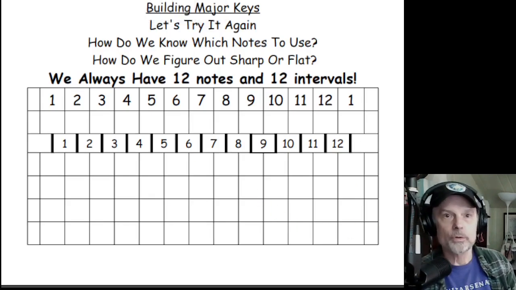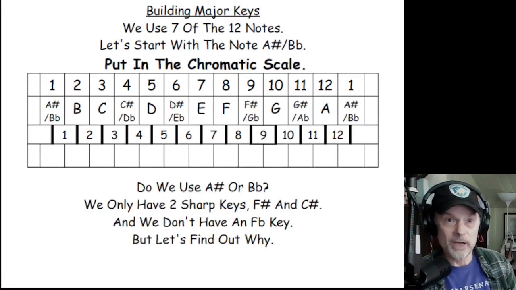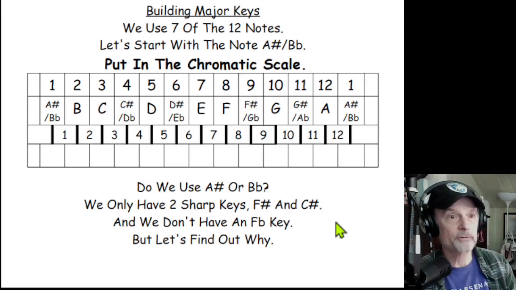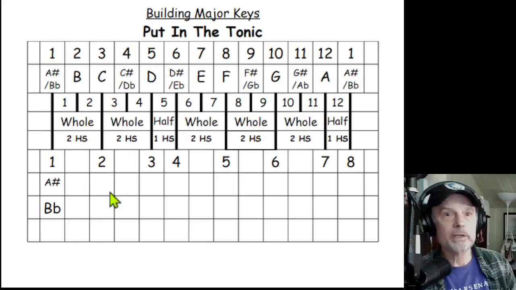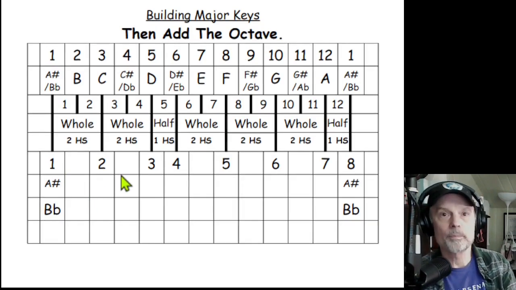We always start with 12 notes and 12 intervals. But this time, let's start on the second note, A sharp, B flat. But do we use A sharp or B flat? I'll tell you up front that we only have 2 sharp keys, F sharp and C sharp, and no F flat, but we will verify that. Let's write down, for now, both notes as our root. Then we write down the octave.